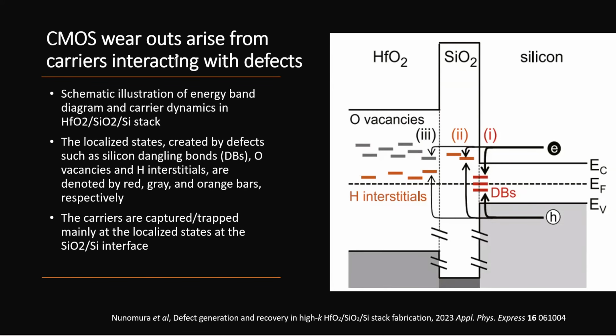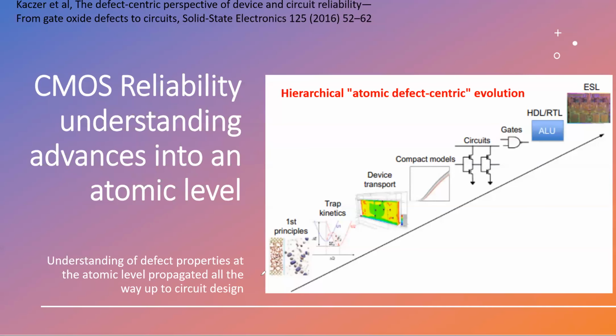Overall, CMOS wear out arises from the carrier interaction with defects. This model, just published, clearly simulates everything you need to know about how the defects interact with each other, and then you use this model to calculate. Eventually, the data will feed into here, and then you will figure out device transport, and then you could go into your compact model and circuit, and then eventually your actual device. So this is how good they are already. So we know what happened.